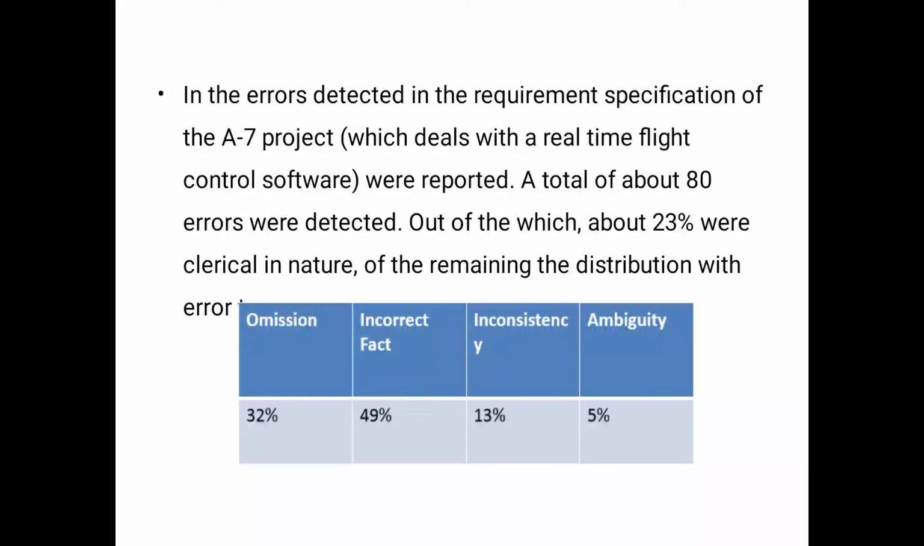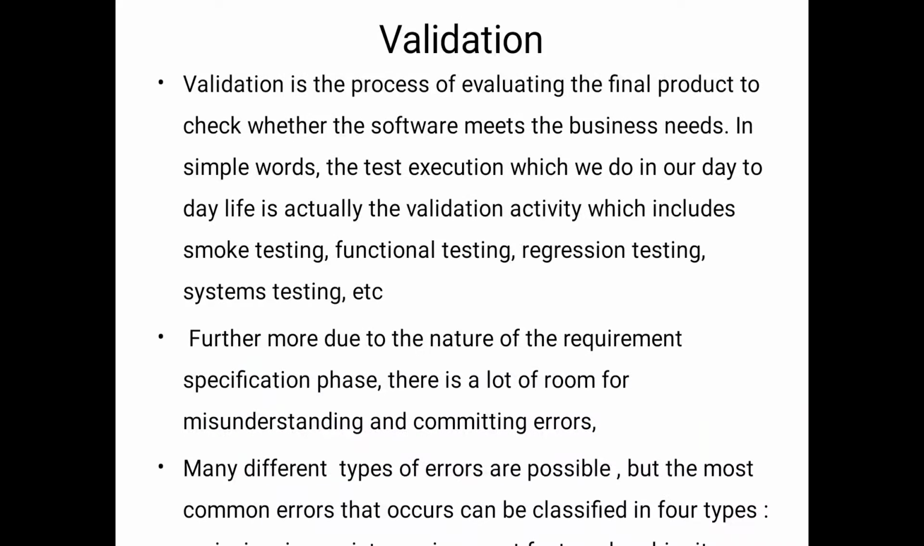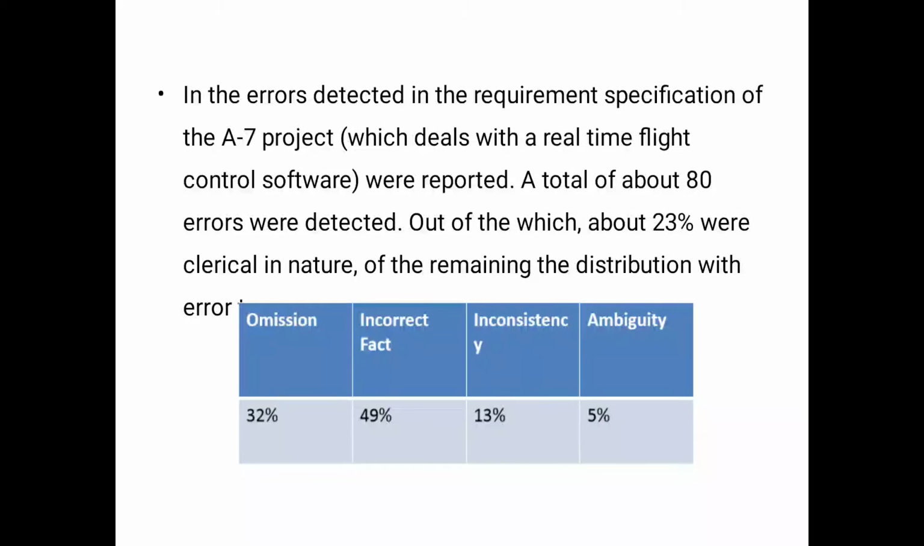So, that is the 23% of that nature, and the remaining error distribution is: omission 32%, incorrect fact 49%, inconsistency 13%, ambiguity 15%. So, this is validation, and there are 4 categories of errors you get while validating. So, this is all about the SRS chapter. Thank you.